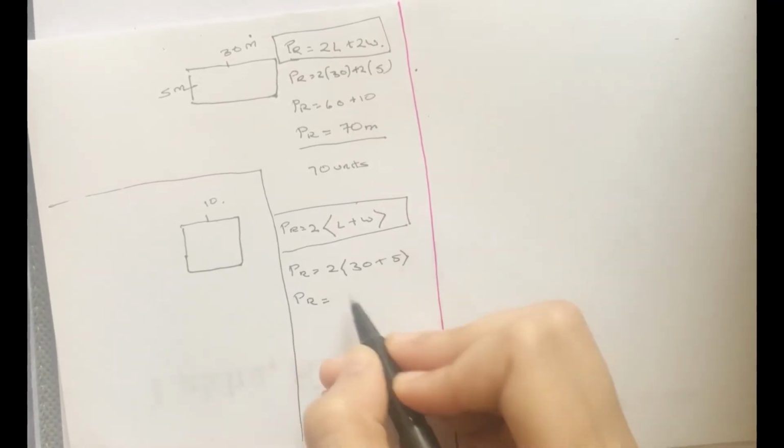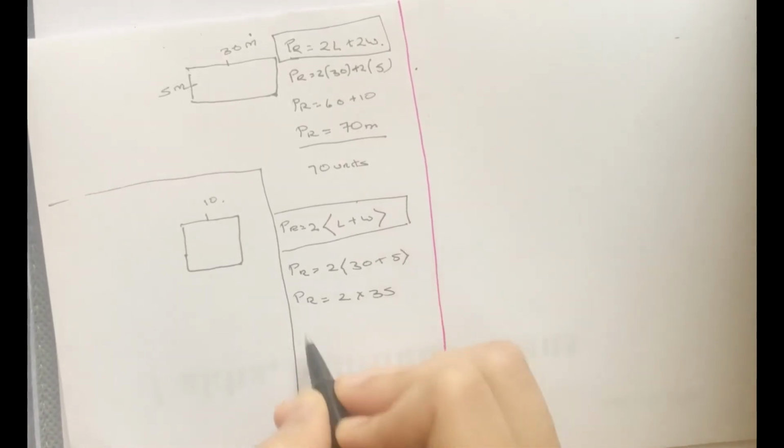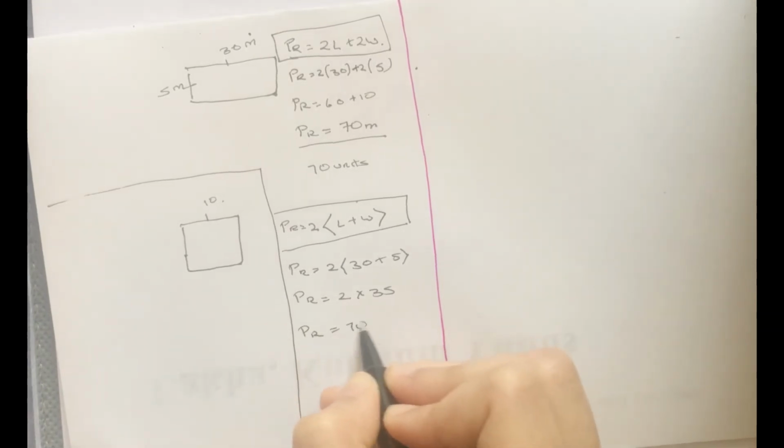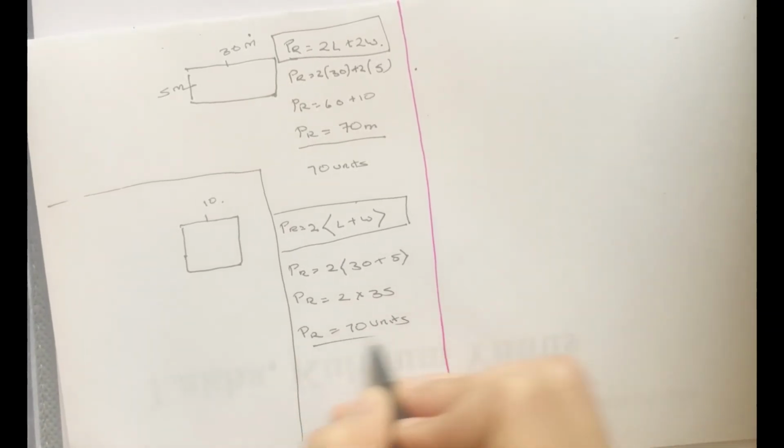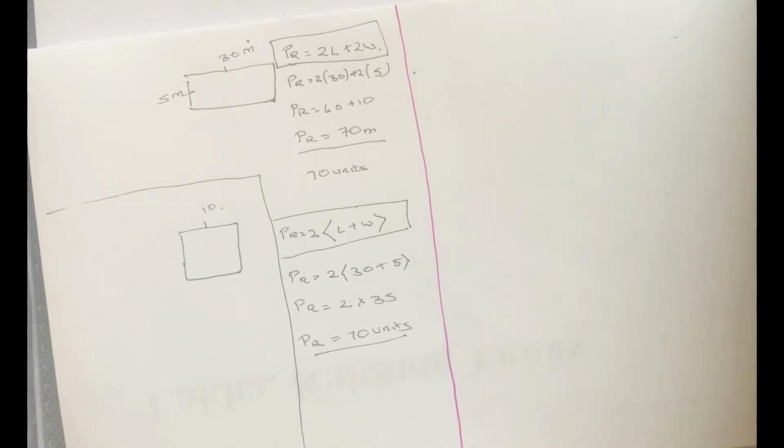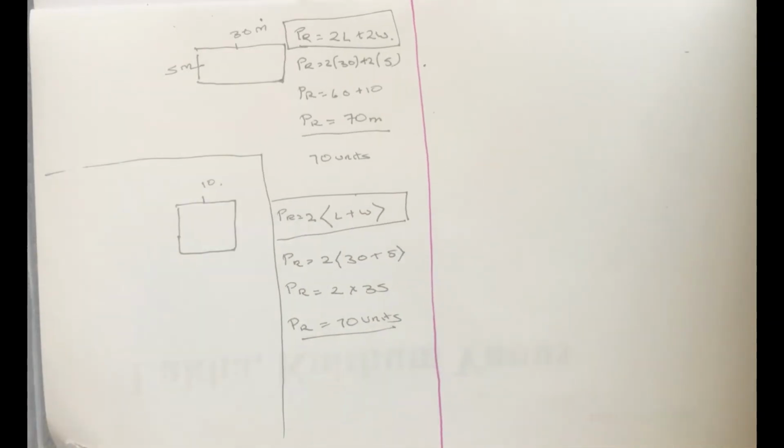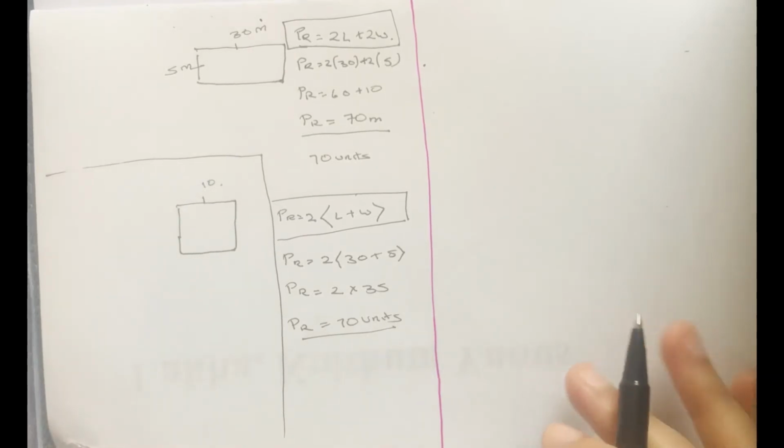PR is equal to 2 times 35. PR is equal to 70 units, okay, in this case meters. So you see, you get the same answer. Both formulas are right. You can use whichever you think you can remember easily, because at the end, that's what matters. Whatever is easy for you, your teacher won't mind you using either of the two formulas. Okay, now we can go to a square finally.